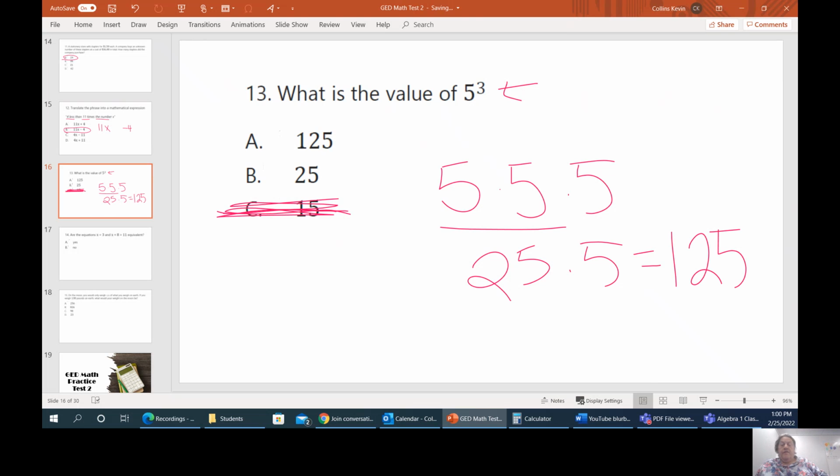Think of it as 5 quarters is $1.25. But again, you can use your calculator on that. Some calculators have an exponent button you can use, or you just multiply 5 times 5 times 5, and that'll get you where you need to go. Cool. Check out another one.